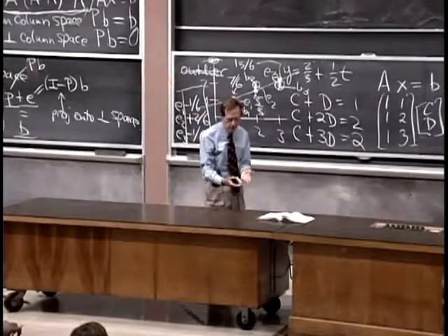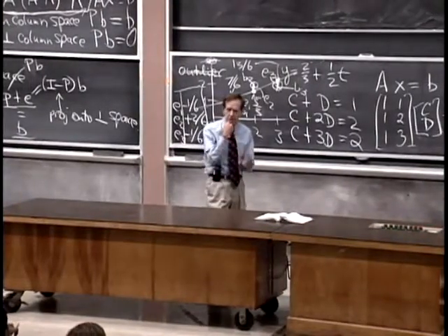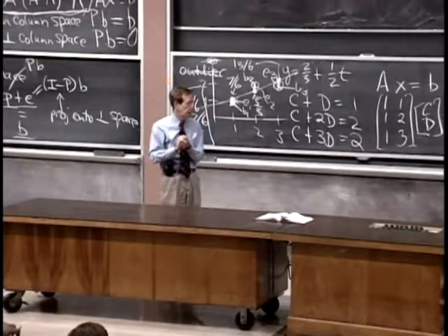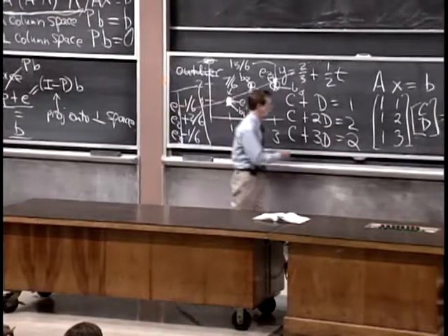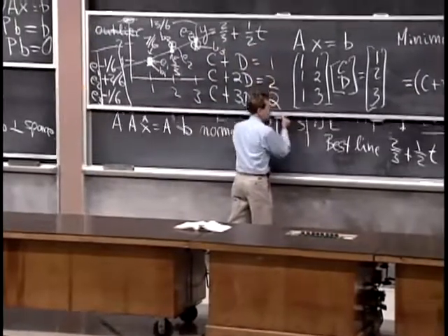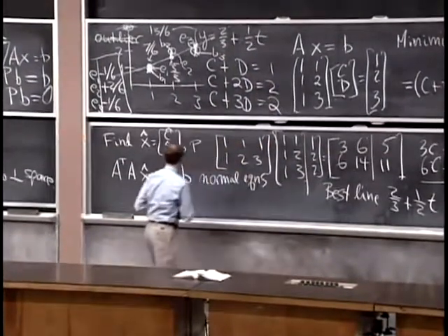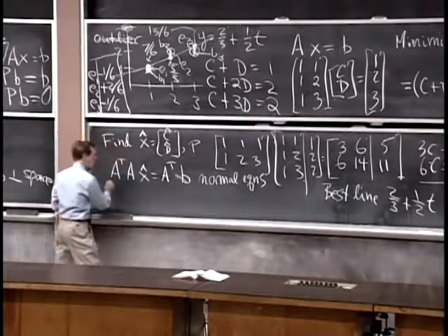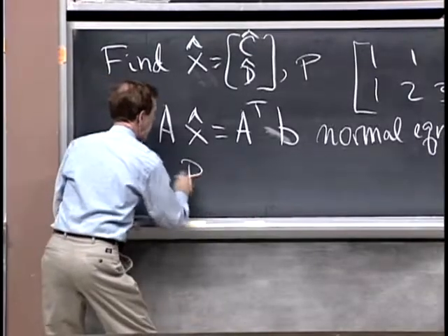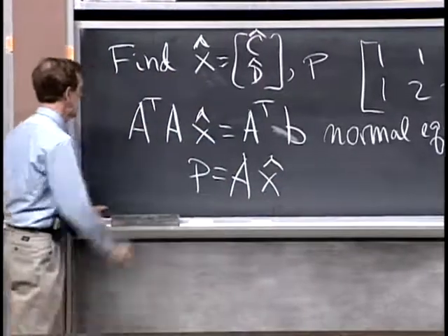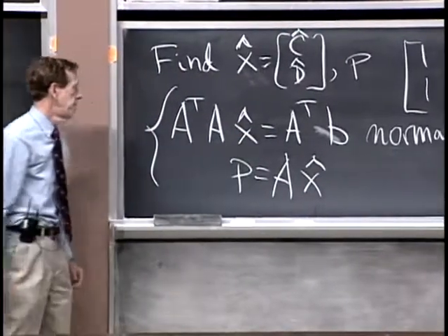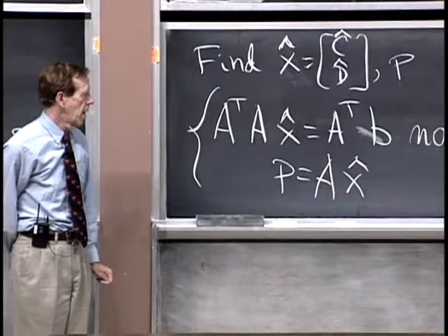So the homework that's coming Wednesday asks you to fit by straight lines. So you're just going to end up solving the key equation, and then P will be A x hat. That's it. Okay.